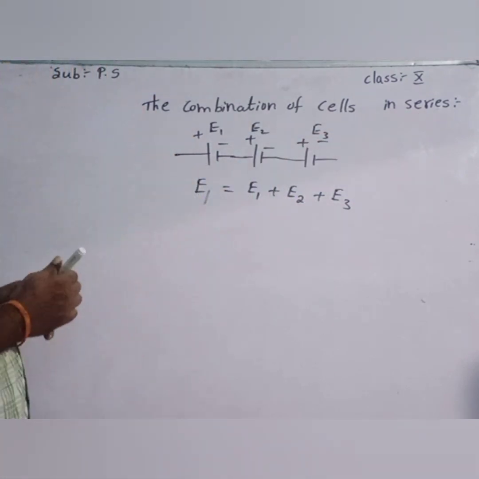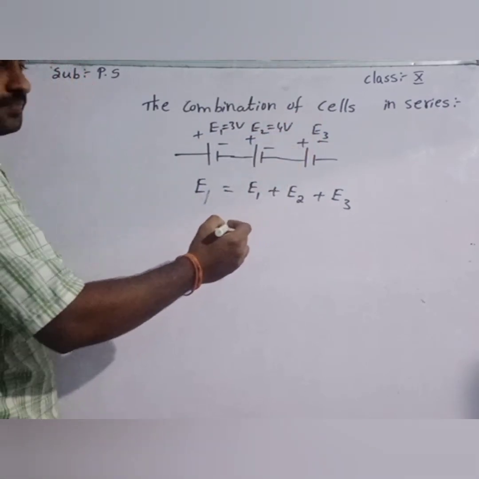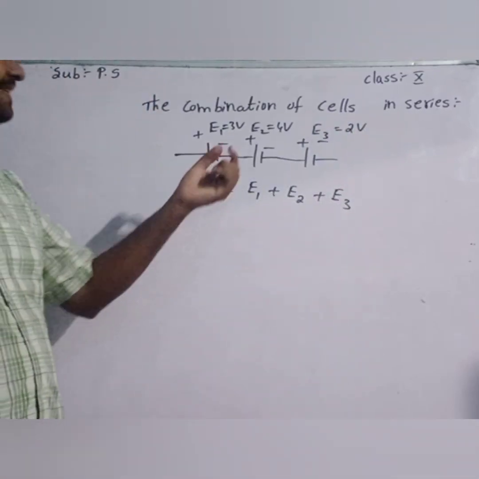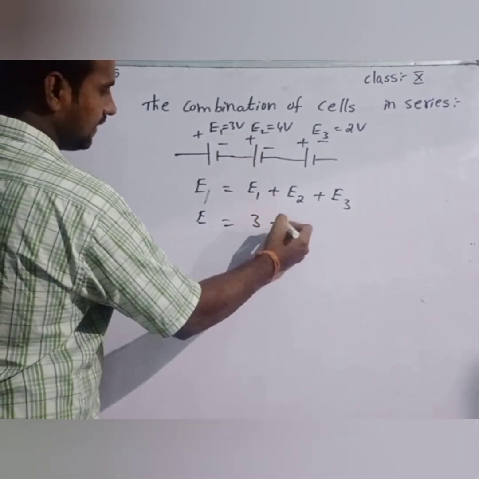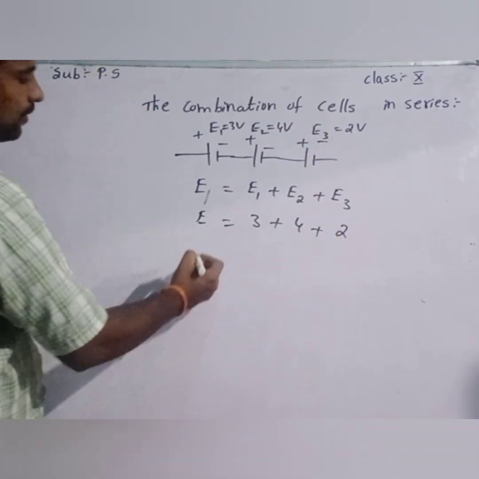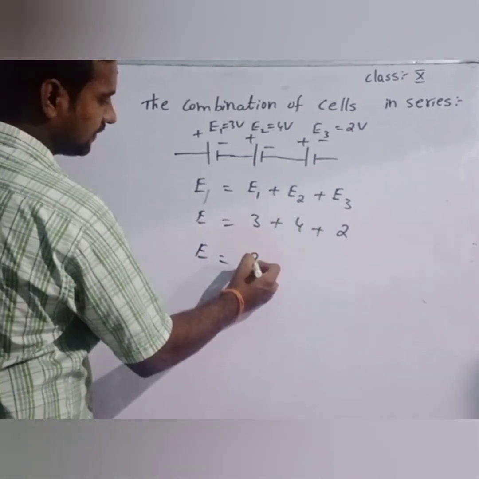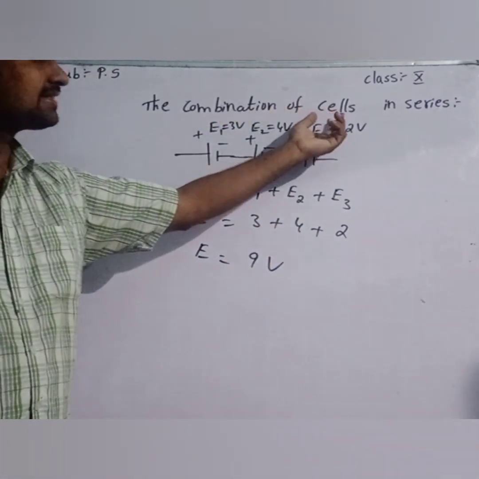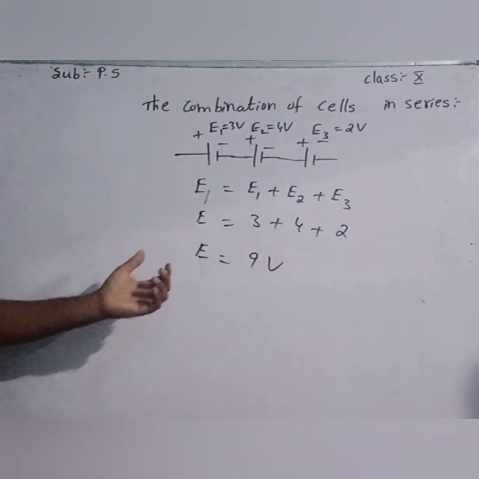For example, E1 is equal to 3 volts, E2 is equal to 4 volts, and E3 is equal to 2 volts. Now, what is the total voltage in the circuit? E1 is 3, E2 is 4 and E3 is 2. So the total voltage is 3 plus 4 plus 2, that is equal to 9 volts. Clear all of you? This is called the combination of cells or batteries in series combination.